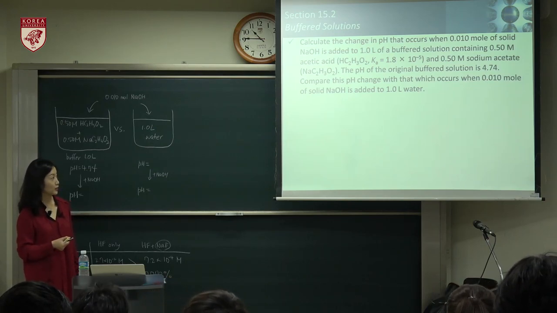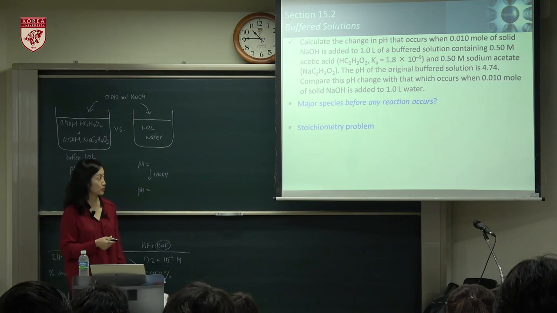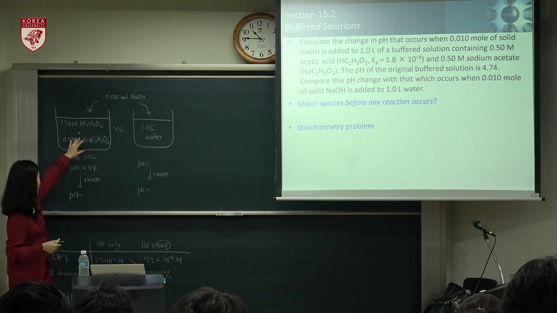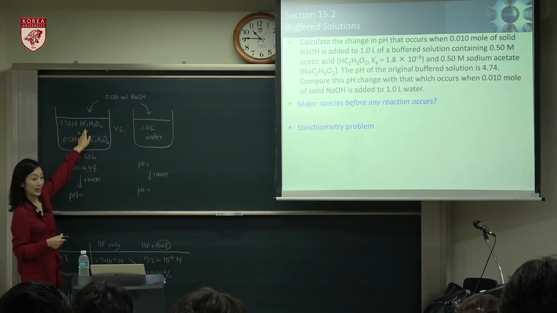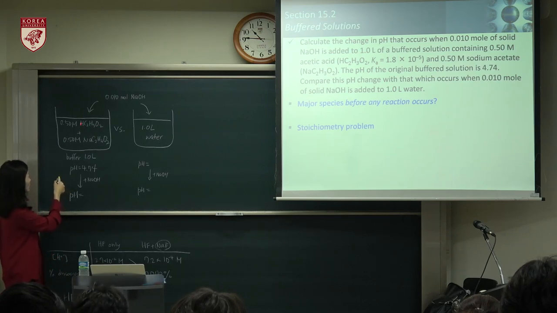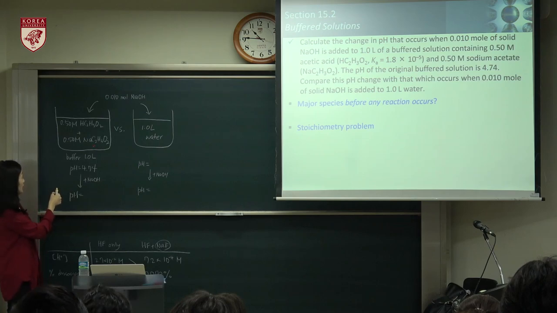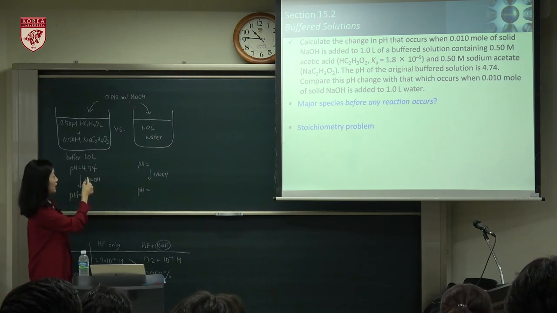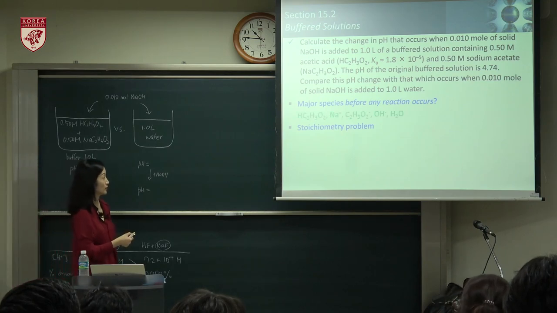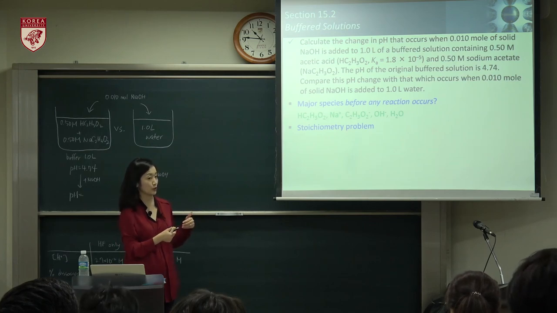Okay, so again, we'll first list the major species before you do any calculations. So what are the major species before any reaction occurs? What do we have in our solution? We have this buffer that contains acetic acid and sodium acetate, and we're adding a strong base, NaOH. So our major species are the weak acid in its original form, and its salt, so we'll have Na+ and the acetate, and since we're adding a strong base, we'll have Na+ and OH minus, and of course water. So let's first deal with the stoichiometry problem.